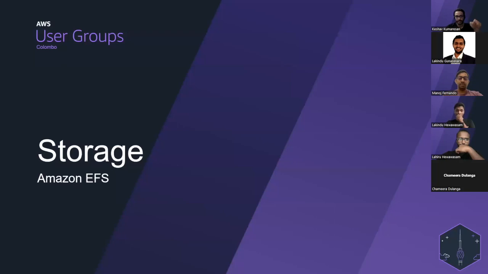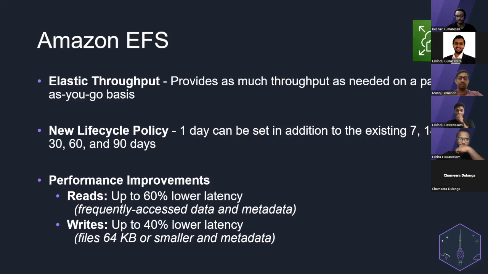Finally, I wanted to just highlight one exciting announcement under the storage category, which is Amazon EFS. EFS, for those who don't know, is the Elastic File System. It's a shared file system that you can connect with EC2 and other types of services. Right now it works pretty great, and they have added more performance improvements on top of it. There's an elastic throughput where it provides as much throughput as needed on a pay-as-you-go basis. So it now can scale up and scale down based on the demand that is coming to the application.